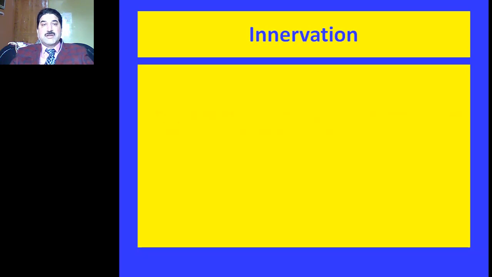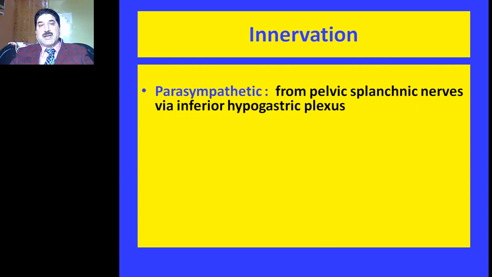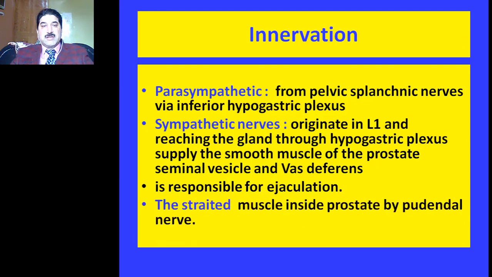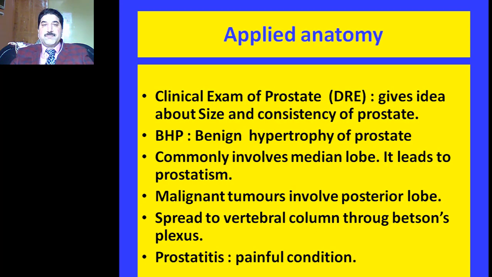Innervation of the prostate. It is supplied both by sympathetic and parasympathetic nerves. Parasympathetic nerves are derived from pelvic splanchnic nerves via inferior hypogastric plexus. Sympathetic nerves originate in L1 segments of the spinal cord and reach the gland through hypogastric plexus. They supply the smooth muscle of the prostate, seminal vesicle, and vas deferens. Sympathetic nerves are responsible for ejaculation. The striated muscle inside the prostate is innervated by pudendal nerve.